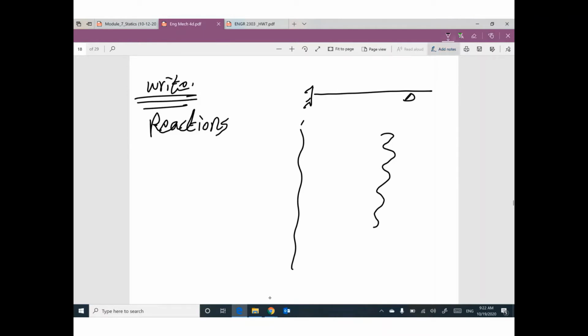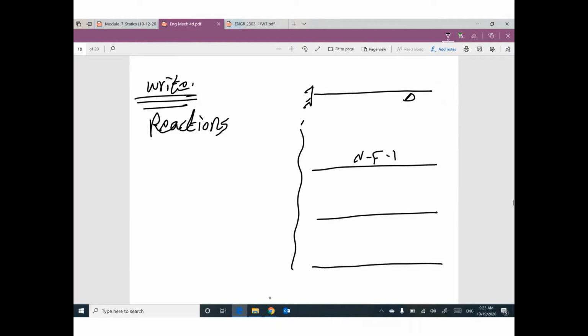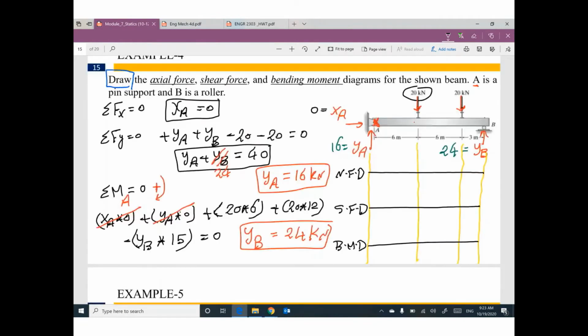Don't try to write anything below the given beam. Why? Because under this beam, I'm going to draw 3 copies of the beam. The first one will be for the normal force diagram. The second one will be for the shear force diagram. The third one will be for the bending moment diagram, like I'm doing right now. So your calculation on the left, your drawing on the right under the given beam. Try to be organized. Okay?